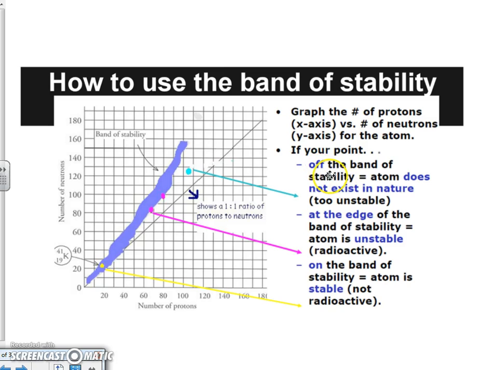Key things here: if you were off the band, doesn't exist. If you were at the edge of the band, you're unstable. And then if you are on the band, you are stable. So you are not radioactive if you are on the band here.